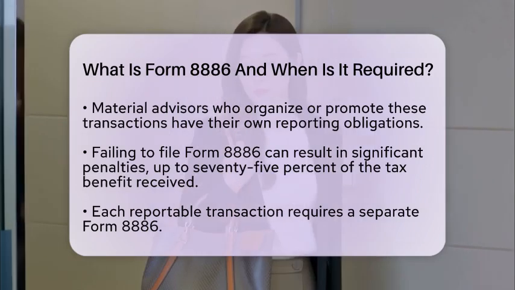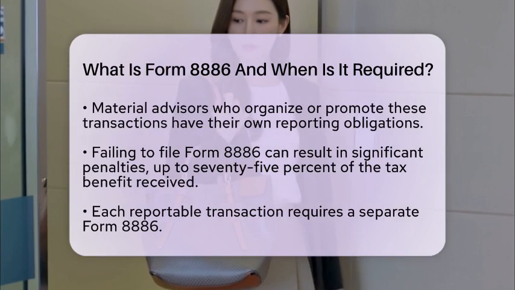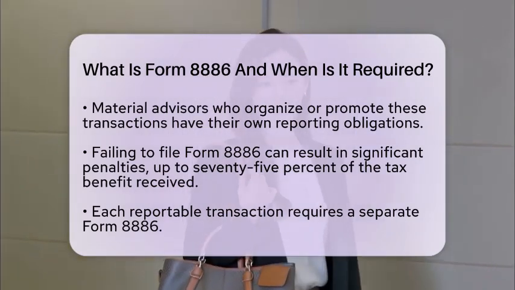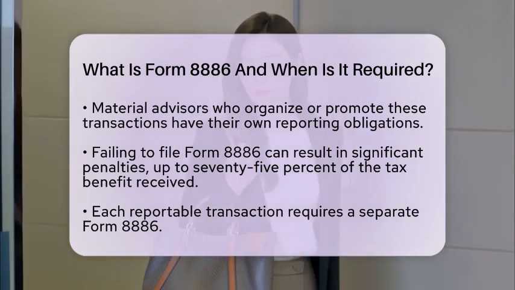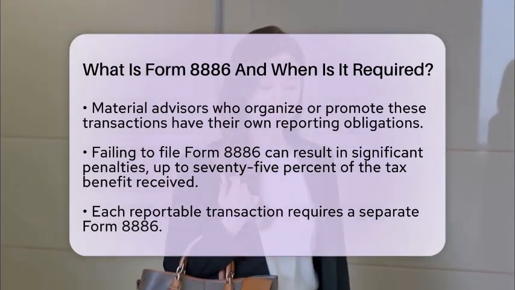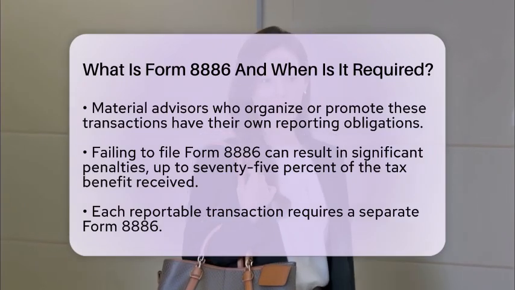When you file your tax return for the year in which the reportable transaction occurred, you must attach Form 8886. Each reportable transaction requires a separate form. If the transaction spans multiple years, you need to file a form for each year you participated.